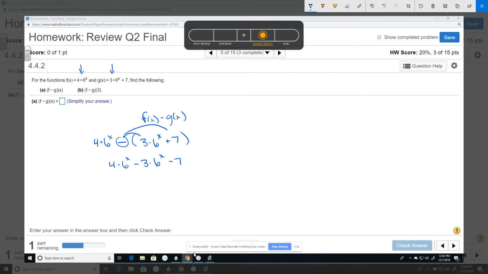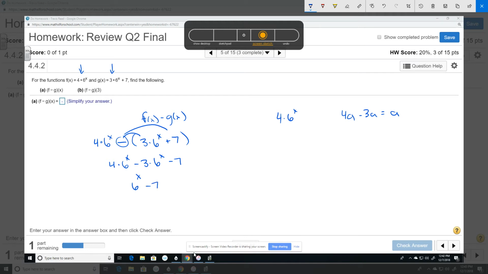So 4 times 6 to the x minus 3 times 6 to the x, and a negative times 7 is a negative 7. And here's where it looks a little bit funny because I have 4 times 6 to the x. All that means is that I have 4 6 to the x's. I've got 4 of them. But then I'm going to minus 3 of them away. And 4 minus 3 means that I just have 1 6 to the x. It's kind of like saying 4a minus 3a equals just a. So 4 6 to the x's minus 3 6 to the x's is just 6 to the x. And then I still have my minus 7.